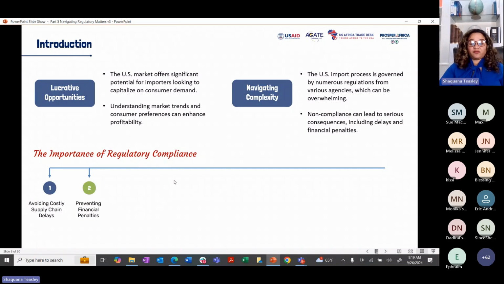You want to prevent financial penalties. A lot of people are still in the very early stages of exporting their goods, and they have put a great deal of capital and business savings into this first transaction. And the last thing you want is for your goods to be returned to origin because you were in non-compliance. You want to protect yourself against fines and seizures.